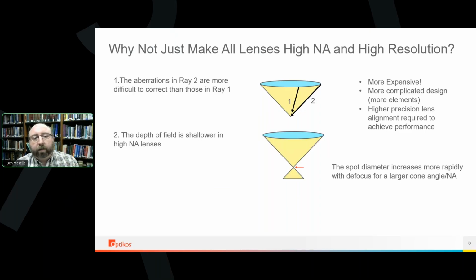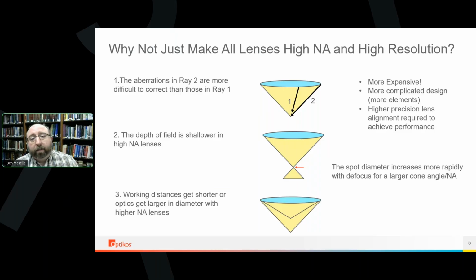Another issue is that the depth of field is related to the numerical aperture. So the larger the cone of light that you're making, or collecting from an image or from a fluorophore, for example, the faster defocus will actually blur that image. And that's because the cone of light is so large that it diverges very quickly as you move away from best focus.